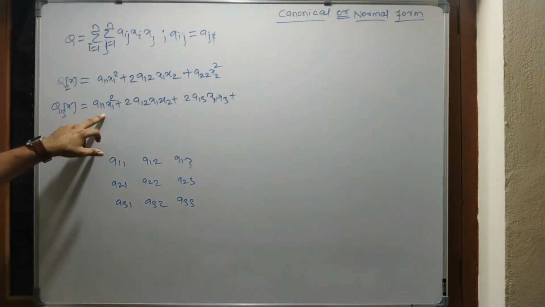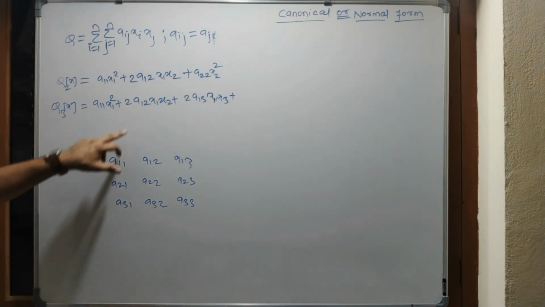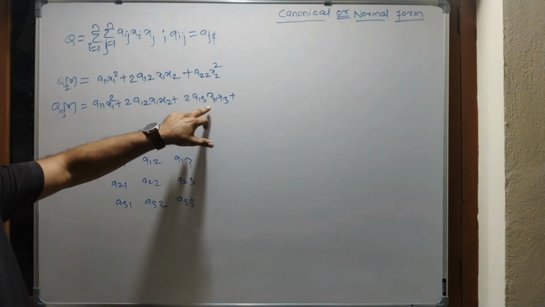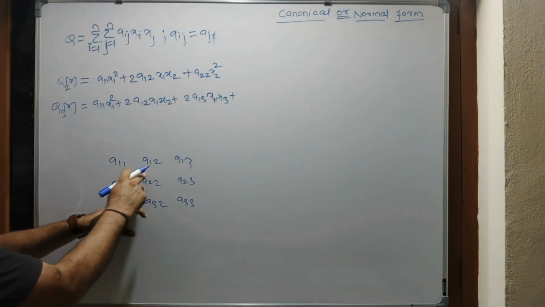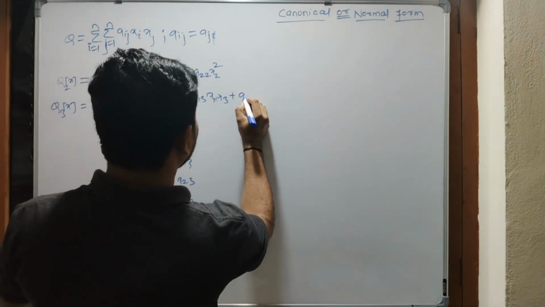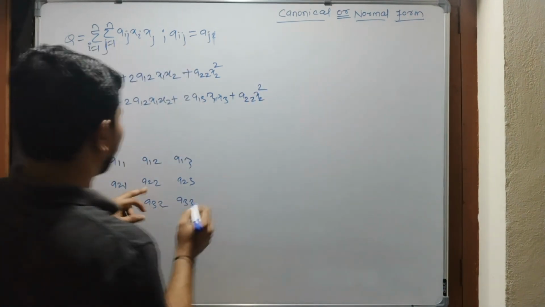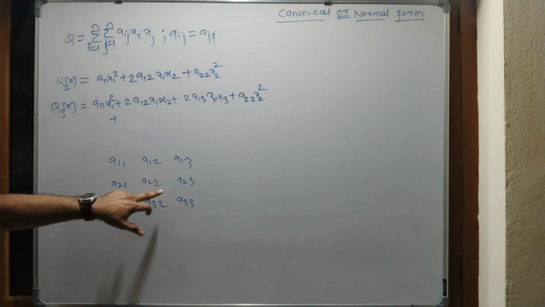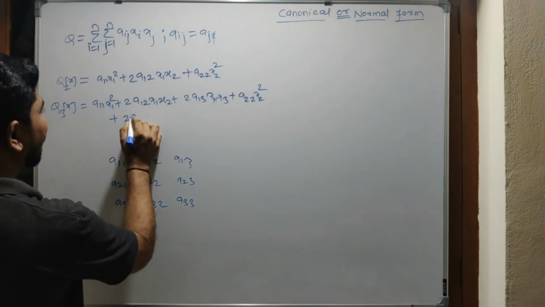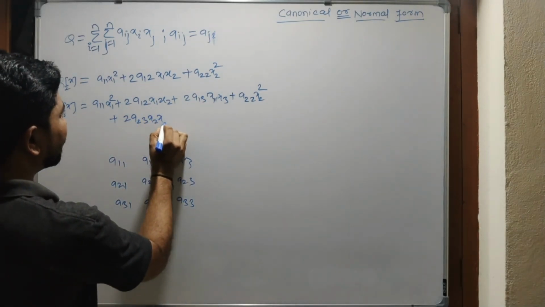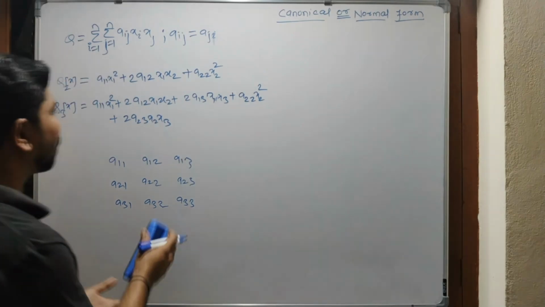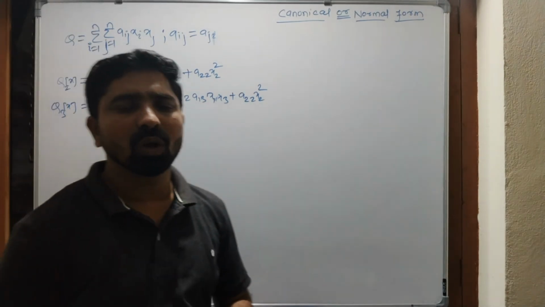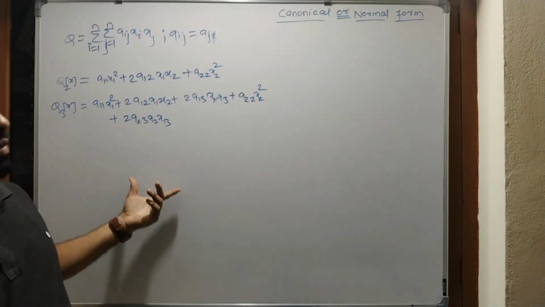So a11 x1 square, and a12 is the same as a21, that's why I am writing 2 times a12 x1 x2, plus a13 is the same as a31, 2 times a13 x1 x3, plus a22 x2 square, plus a23, which is the same as a32, so 2 times a23 x2 x3. So this is the quadratic form in three variables. In this way you can write for any number, for 4 variables x1 x2 x3 x4, or for 5 variables also.